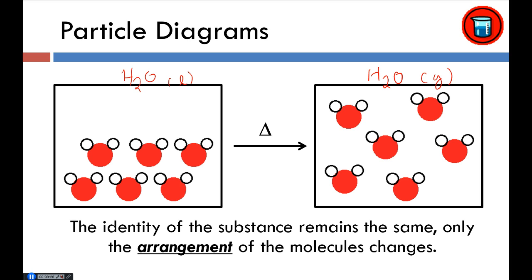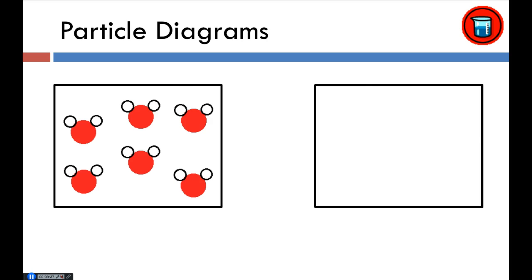So now instead of being tightly packed the way they would be in a liquid, we're going to see more space between the molecules, more freedom to move around, more disorganization as we become a gas. Let's compare that to a chemical change. We'll take our H2O molecules again. Try to write a little bit more neatly this time.